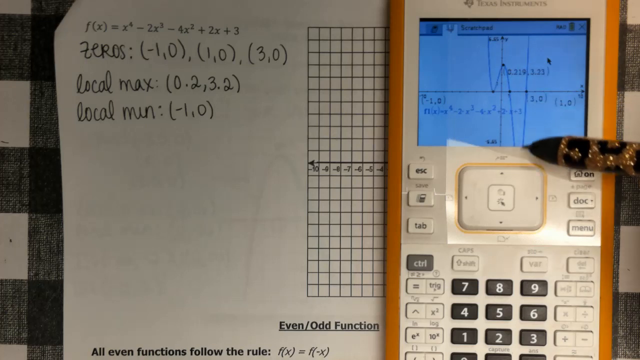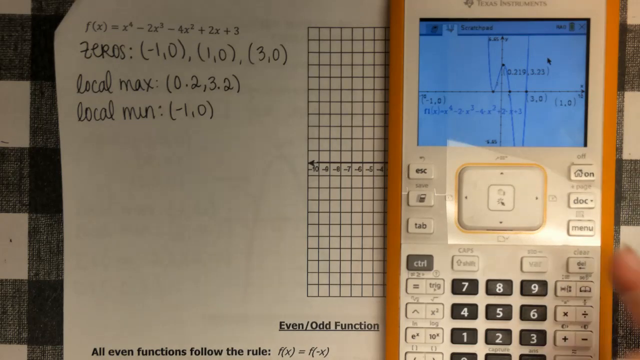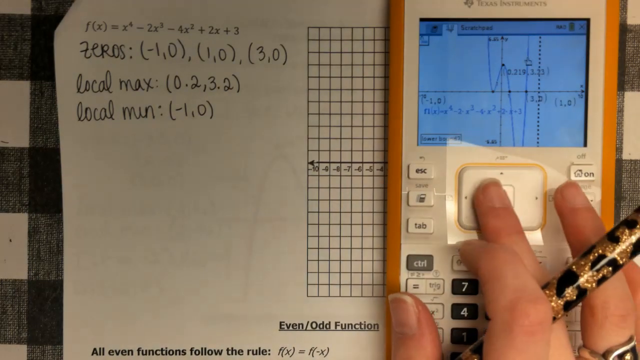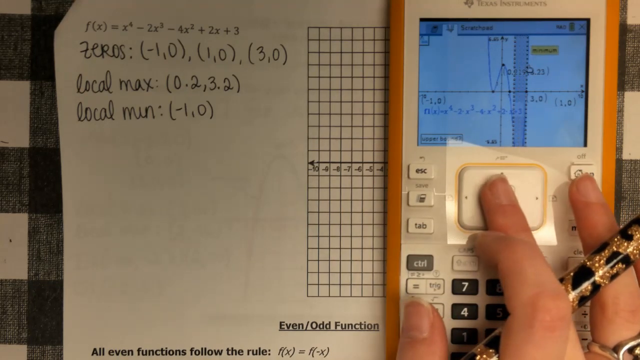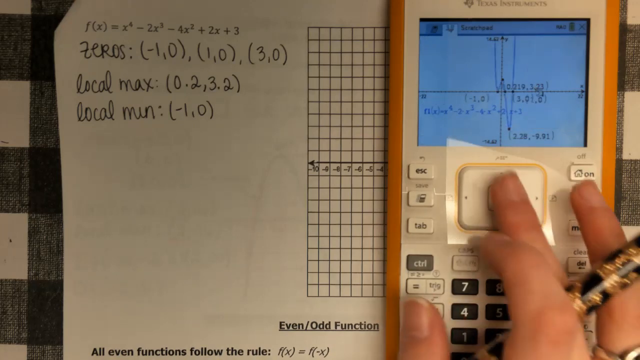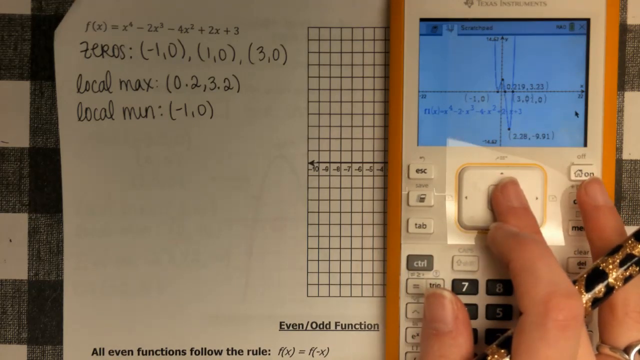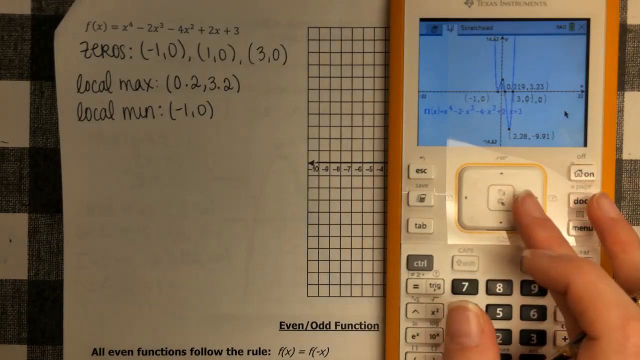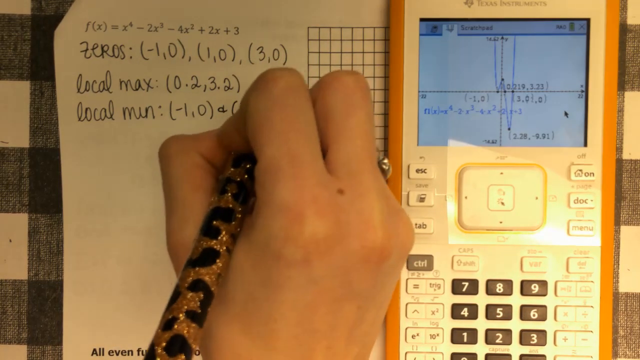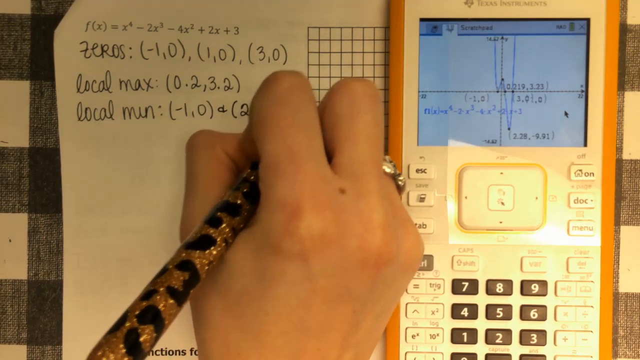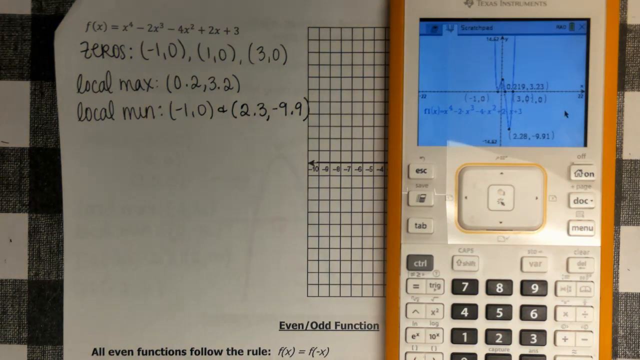Now, I can clearly tell I'm going to have a minimum down here, right? Okay. I know that you can't see it, but when you go and do your menu 6, 2, and you just go somewhere where it's decreasing over to where it starts increasing, it will zoom it out for you and give you that minimum. Okay? So that would be at 2.3, negative 9.9. Do you all see how I did that when you can't see?